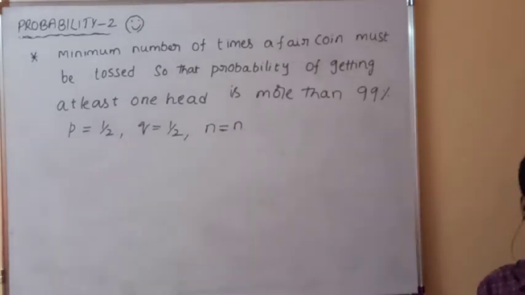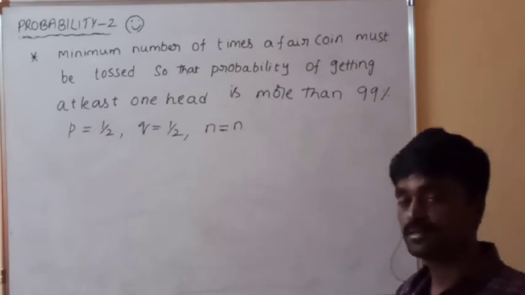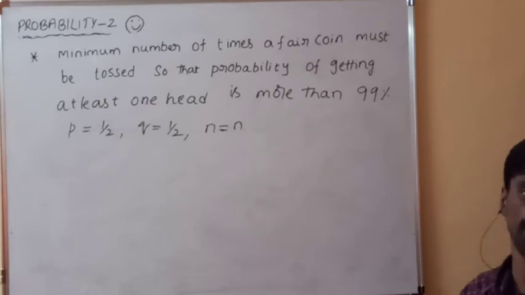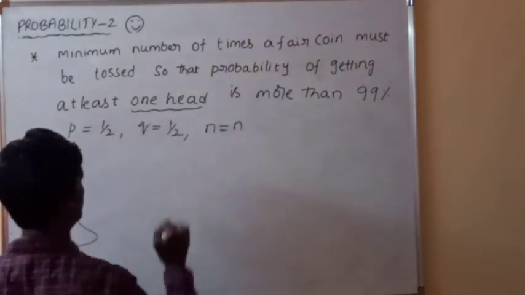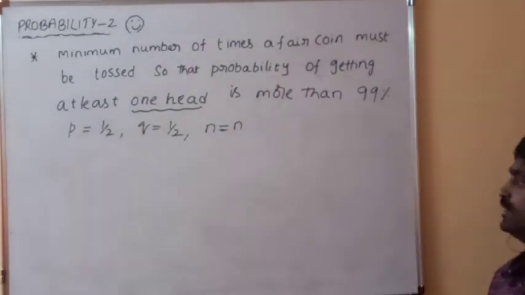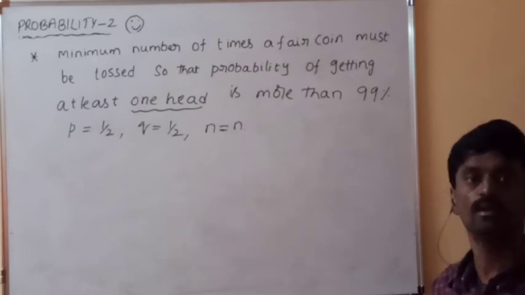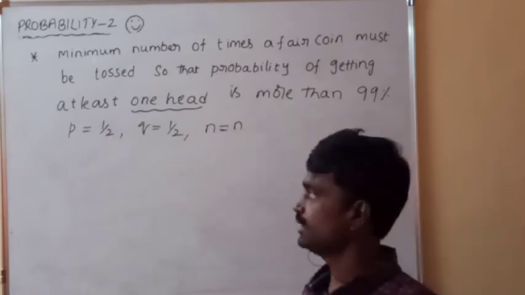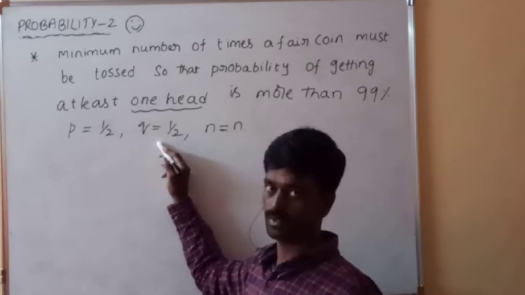So here, what is the random experiment? Tossing a coin. And capital X denotes what? The number of heads. Why? Because the event here is related to heads. So if X denotes the number of heads, then small p denotes the probability of getting a head in a single trial. So what is the probability of getting a head in a single trial? 1 by 2. So automatically the probability of failure will be 1 by 2.